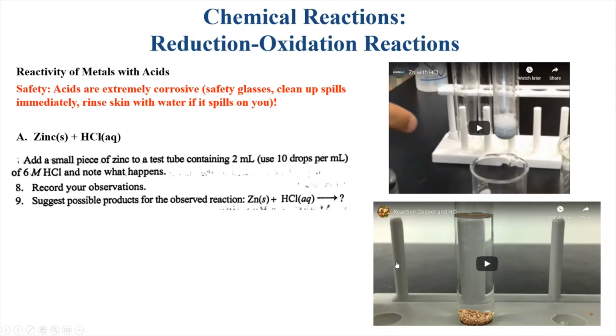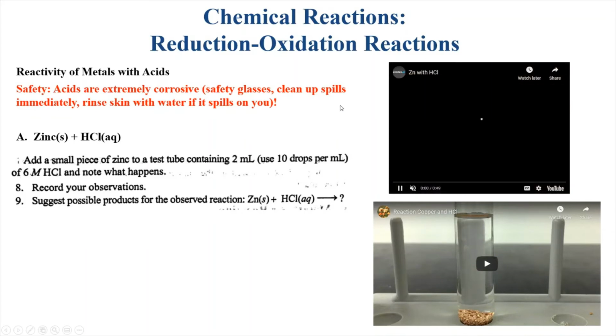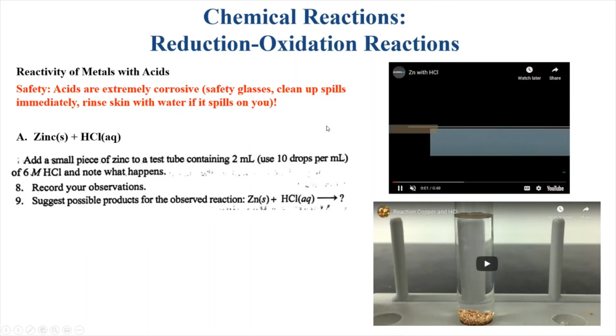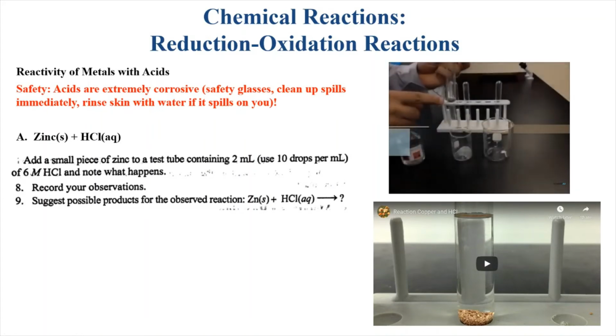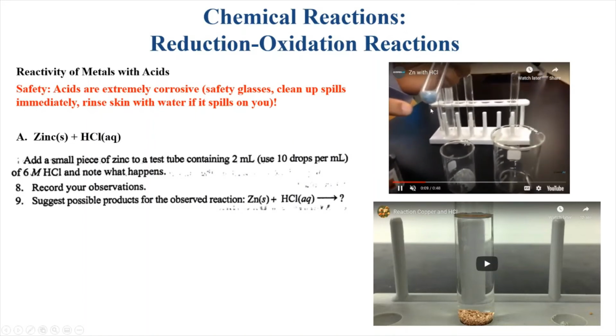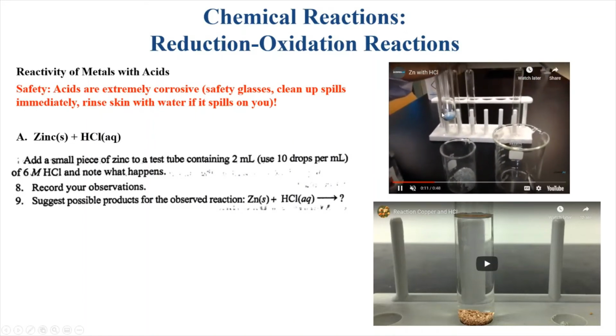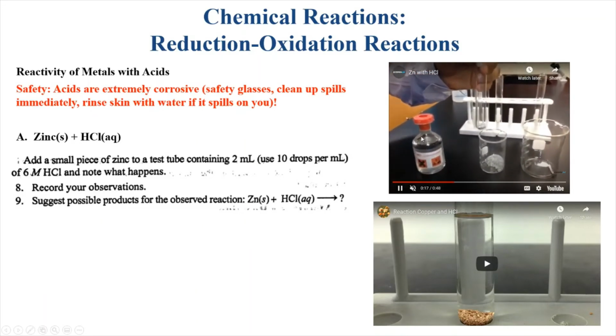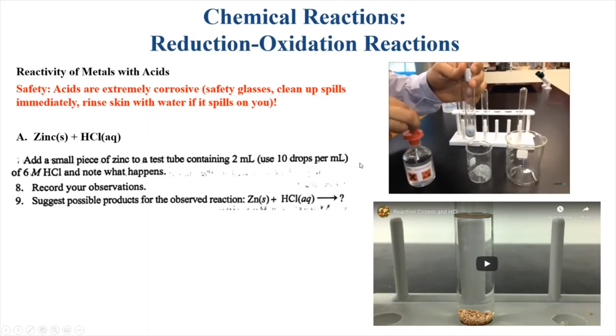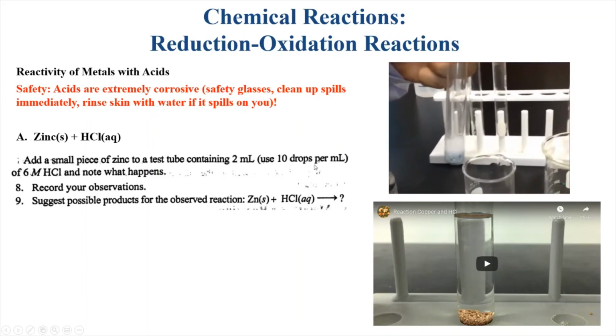So the first reaction we're going to look at is the reaction of zinc and an aqueous solution of hydrochloric acid. According to the instructions, you would take a small piece of zinc and add it to a test tube containing some 6 molar HCl, and we're going to note what happens. So let's take a look at that. In this video, we're actually going to do it a little bit in reverse. We're going to have the zinc already in the test tube, and then we're going to add a little bit of HCl. See, we have our HCl here in our reaction bottle, and we're going to take a look at what happens when we add it.